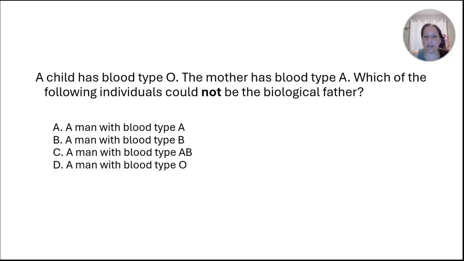A man with blood type AB, it's not possible, right? So he's IA IB, and so there's no way that he has a little i allele to contribute to the child, right? And so the child who's type O has to get the little i allele, one from each parent, okay? And D, yeah, if the father is blood type O and the mother is IA little i, then yeah, they could have a type O child. So the only answer that makes sense there is C.